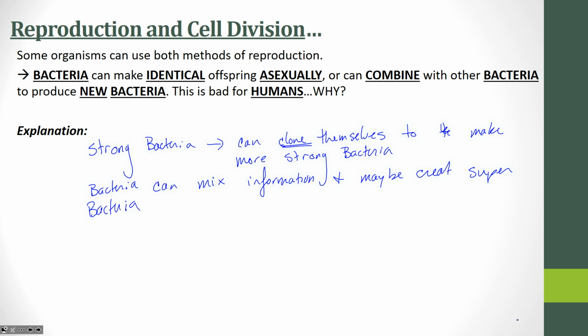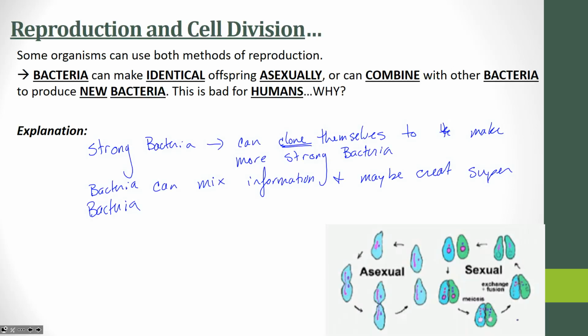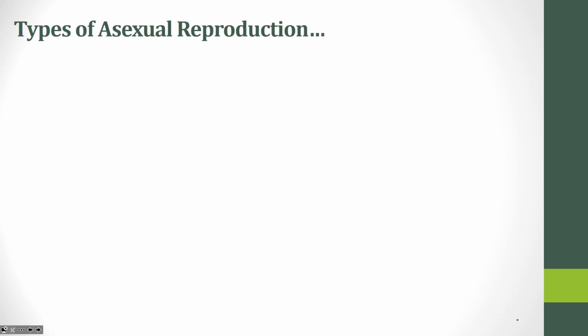Think of superbugs. These are bacteria that are extremely antibiotic resistant, so you could have maybe two strong bacteria reproducing sexually, and they combine those traits and make an even stronger bacteria. This is why doctors have been finding our antibiotics have become less and less effective, because we've been killing bacteria for so long that a lot of the bacteria that remain are just stronger. They're more resistant. It's almost like evolution of bacteria. So it's a mixing of the genetic information. It's a little bit scary.